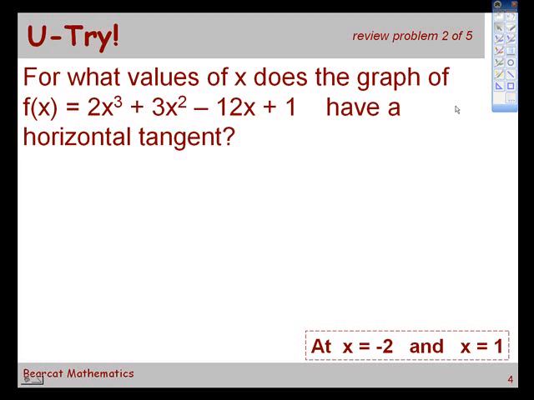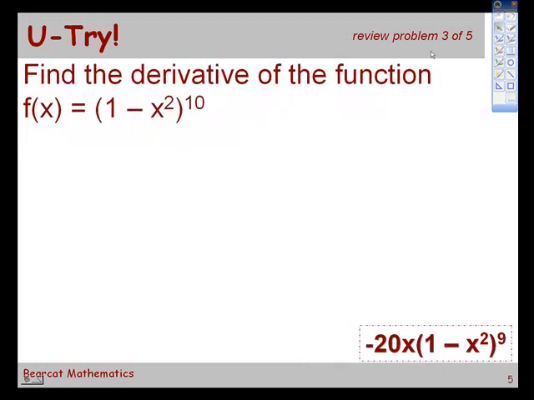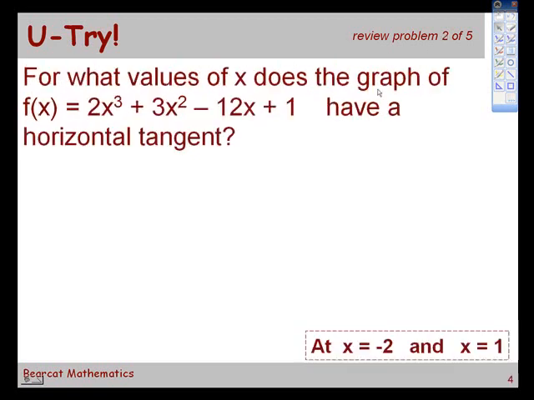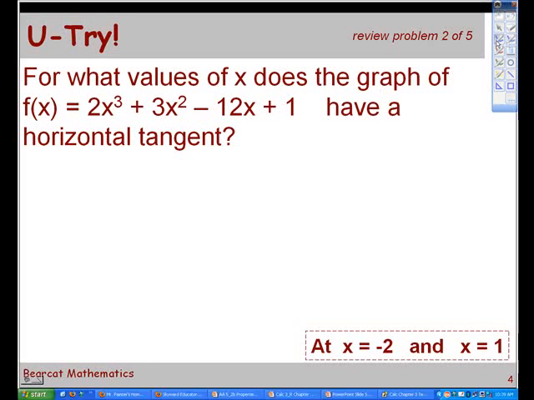How do we find, well, what's another way to ask this question? When is the slope 0? Yeah. Or when does the derivative of this function equal 0? So different ways to think of it. So when does the slope equal 0? So we're going to find the derivative, which I think everybody did. 6x squared plus 6x minus 12. And I want to know when this equals 0, so I'm just going to set it equal to 0.